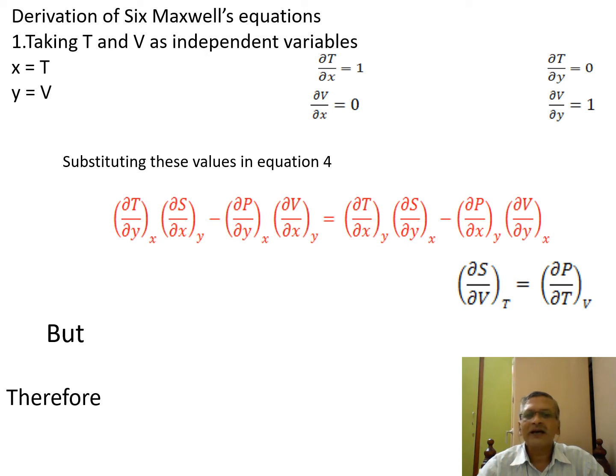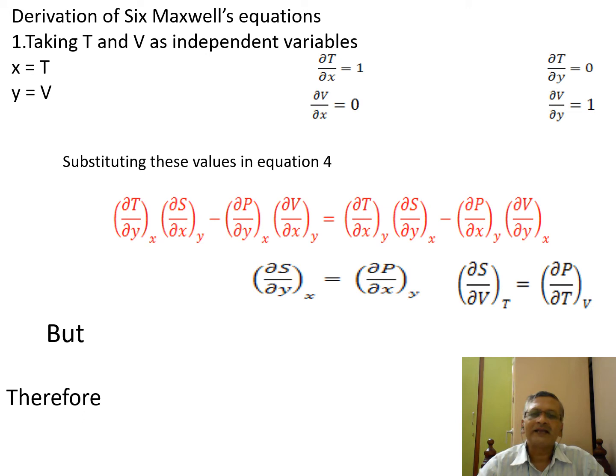Now see the RHS term. The RHS term is dou t upon dou x, keeping y as constant. So dou t upon dou x is 1. Therefore, keep it as 1, and dou s upon dou y as it is.